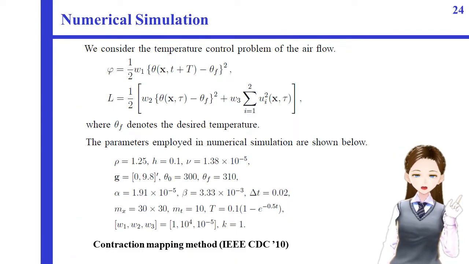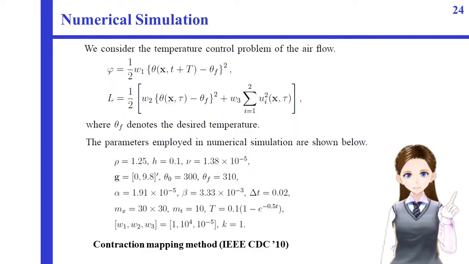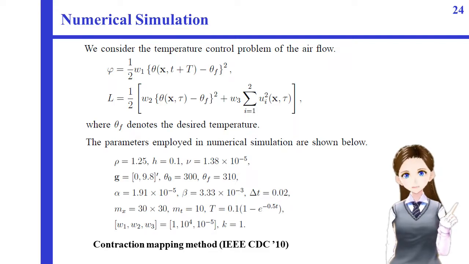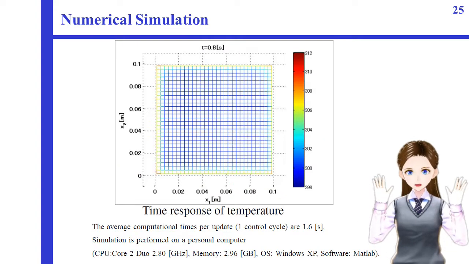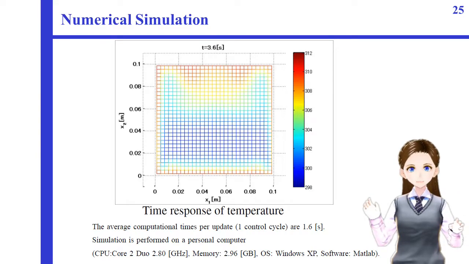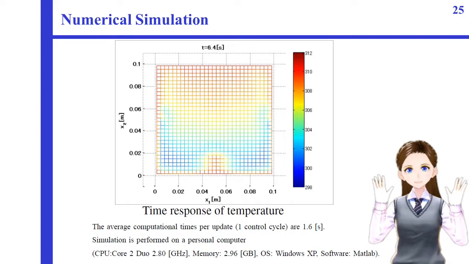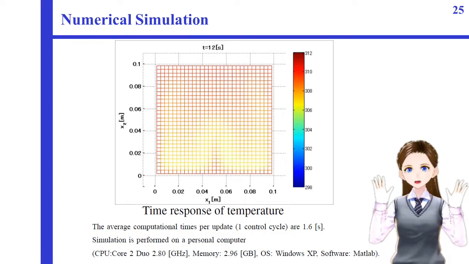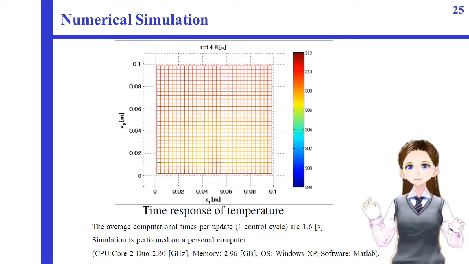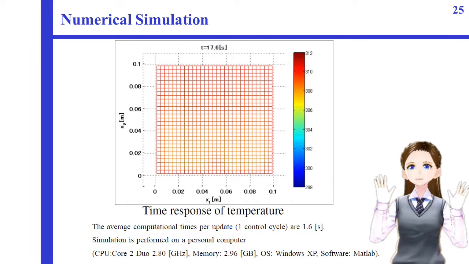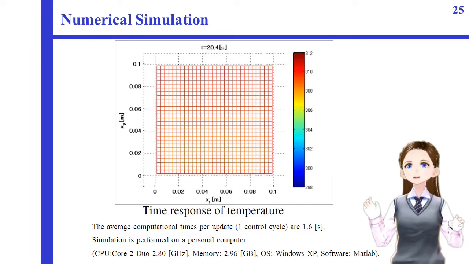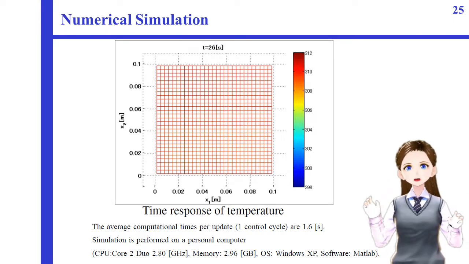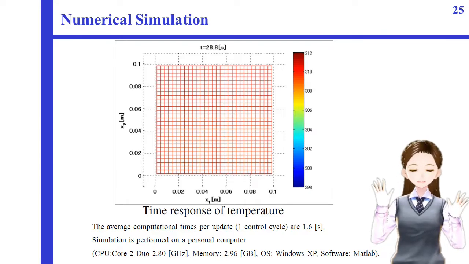Here, we set the performance index as shown here. Theta sub f denotes the desired temperature. The parameters employed in numerical simulation are shown here. This slide shows the animation of the time response of the temperature under the control. If the control inputs are not employed, there is no change in the response state, because the initial state is set as a steady state. The target temperature is set as 310 Kelvin. The average computational time per one control cycle was 1.6 seconds. Simulation is performed on this personal computer.